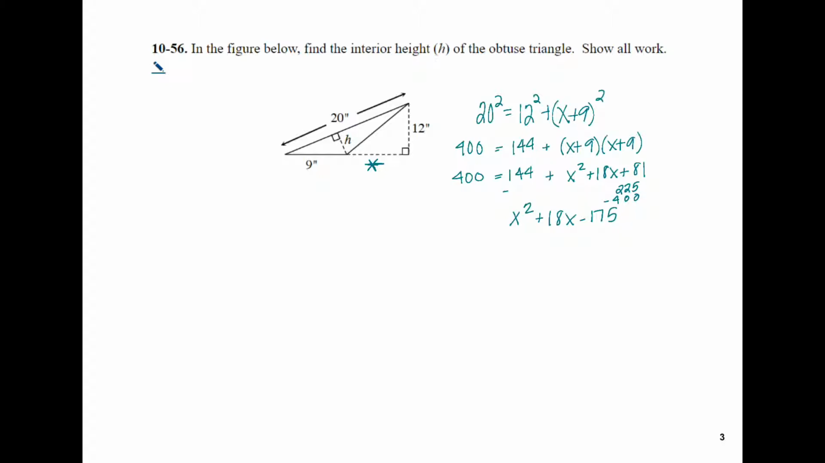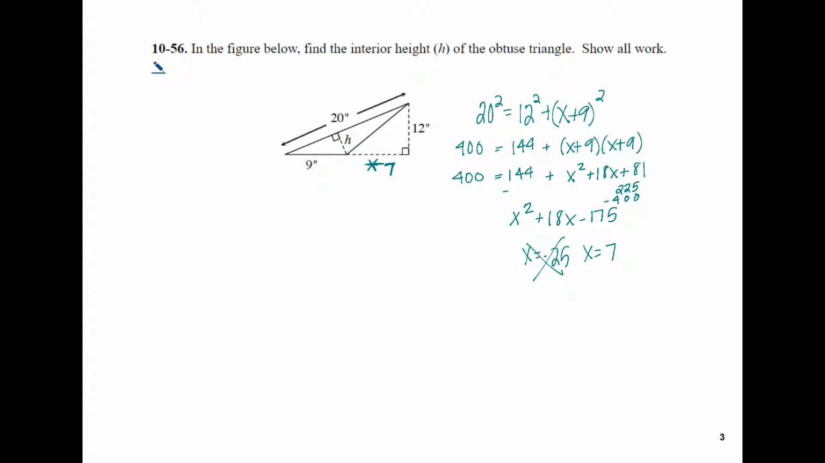So when you use one of the methods, either the quadratic formula, completing the square, factoring, or plugging it into your graphing calculator and solving to see where the x-intercepts are, you see that x equals negative 25 and x equals 7. So a distance of negative 25 does not make sense for x, but 7 does. So we can say that this missing piece of information is 7.